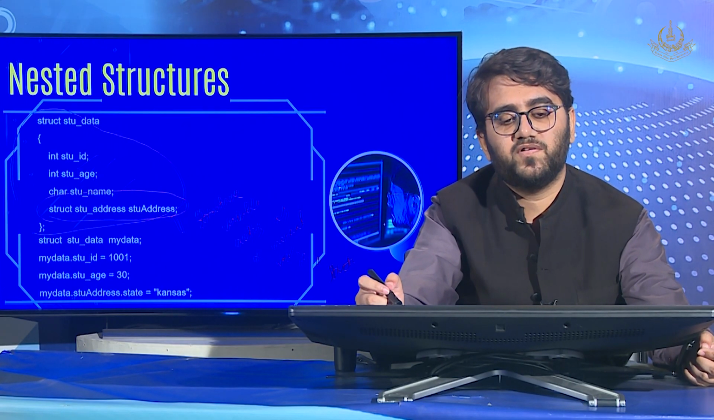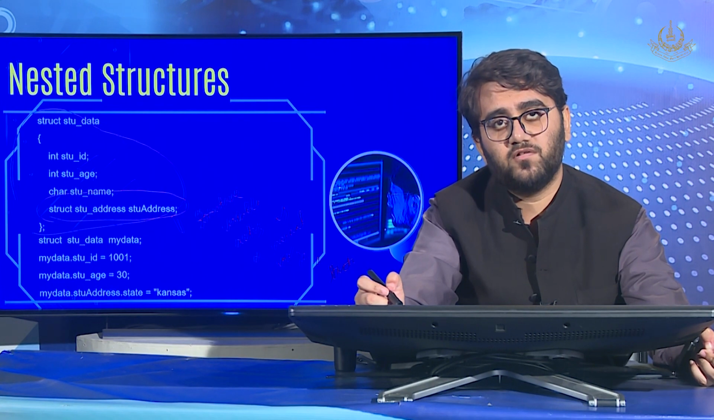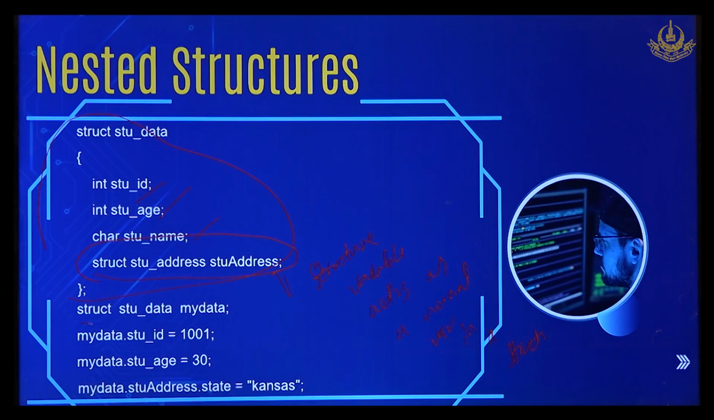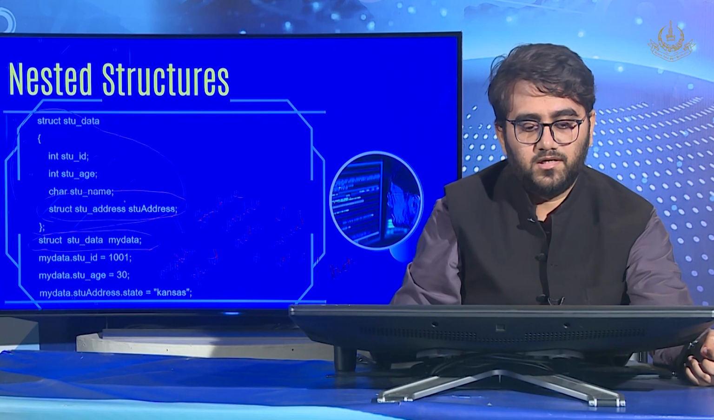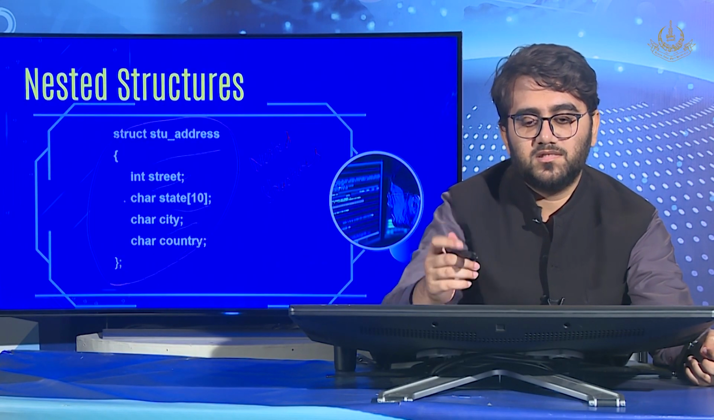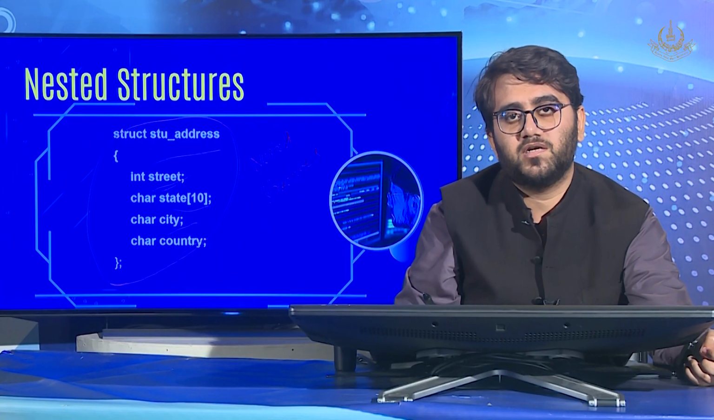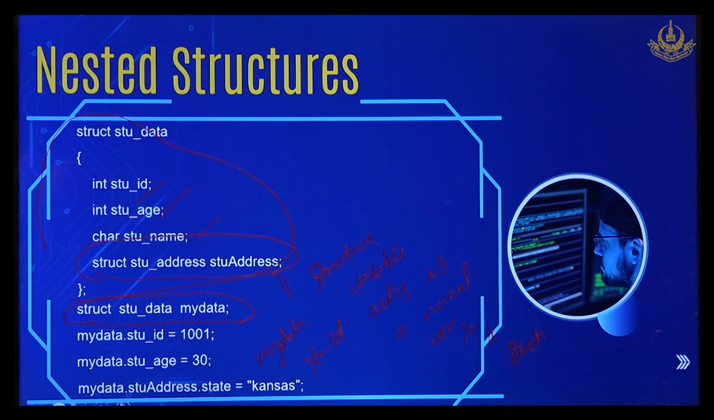So how do we get the data with these nested structures? We declare the variable of the bigger structure, which includes another structure. So struct stu data, my data, and then we access my data dot stu id, easier to access, my data dot stu age, easier to access, my data dot stu name, easier to access. However, to access my data dot stu address and then street, we have to make it a little bit more complex.